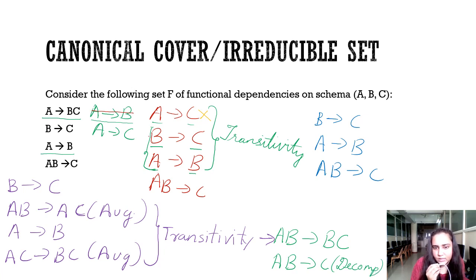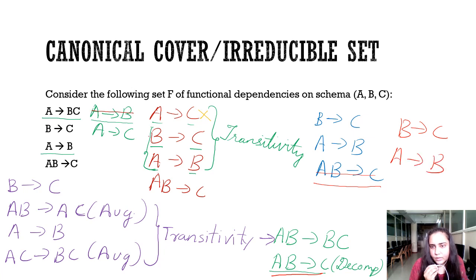So you can see that I am able to get this. And this is exactly equal to this rule given right here. AB determines C. You can see that I'm getting that using this also. So I don't actually need this rule. This can be removed. So what I am left with is B determines C and A determines B.